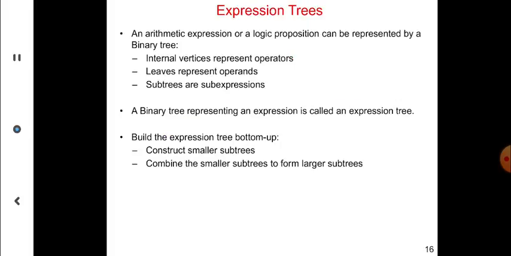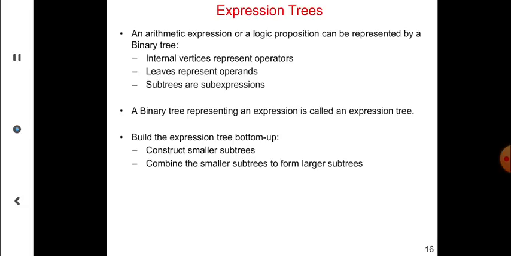Expression tree is something very, very important. Any arithmetic expression or logic expression we can represent using a binary tree. How? Internal vertices represent operators, that means plus, minus, division, whatever operator. Leaves represent operands. That means A plus B: A, then there is a plus, and then B. Subtrees are sub-expressions. So a binary tree representing an expression is called an expression tree.